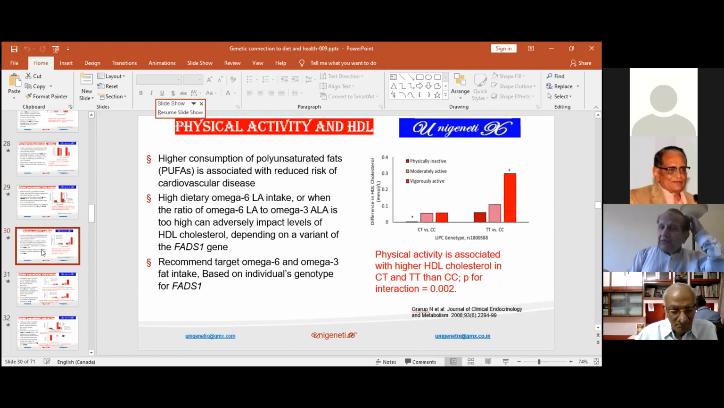Now, HDL, if you don't know, is called the good cholesterol. So you want it high, if possible. It has to be a certain level and more. Mine is on the borderline, but my wife and daughter have it high, good. And again, physical activity and HDL are related, but based on the particular gene and the genotype. And this graph shows you the difference between the two.